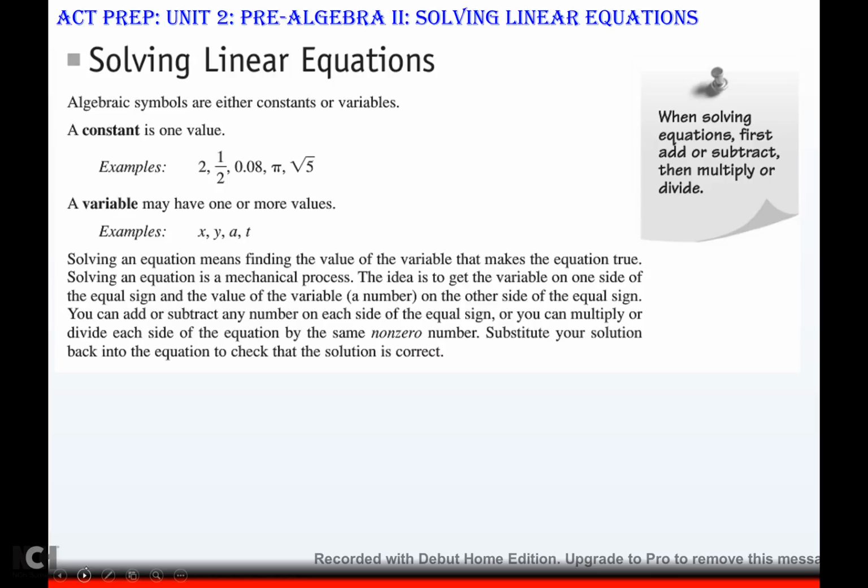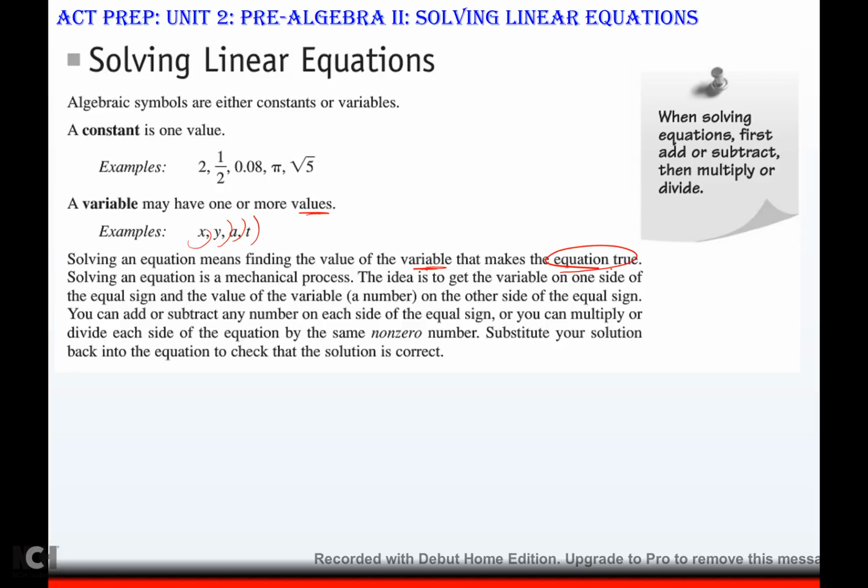Alright, so algebraic symbols are either constants or variables. A constant is one value, like 2 or 1/2 or 0.08 or pi or square root of 5. A variable may have more values, which is why they are variables, because you can change them to different values depending on the problem. So solving an equation means finding the value of the variable, the letter, that makes the equation true.